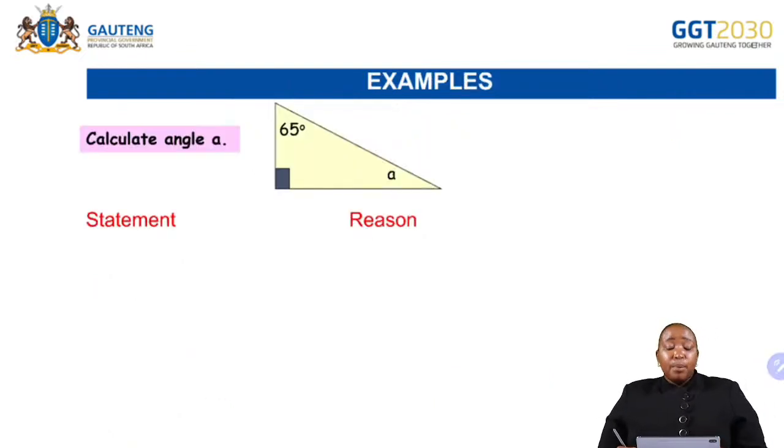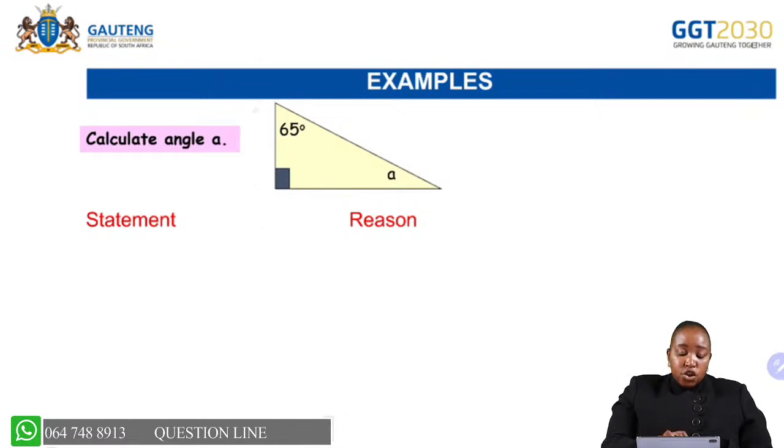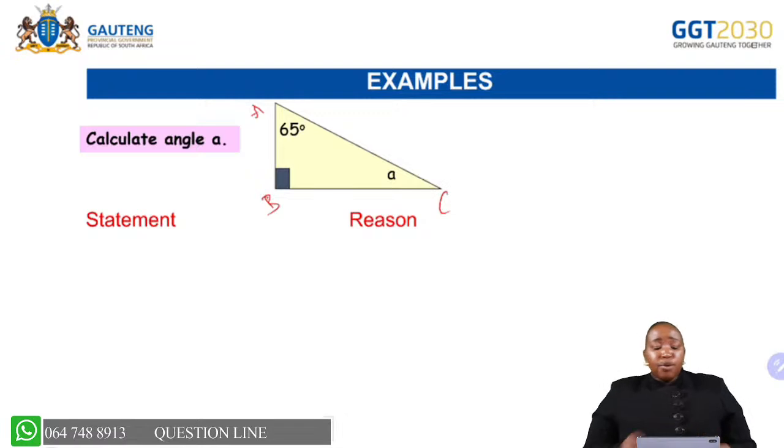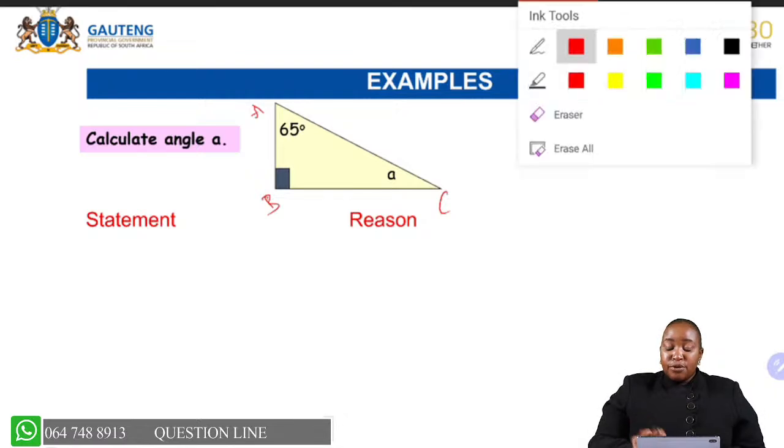Now, with this example, you're asked to calculate the angle A, and you're given a triangle with the 65 degrees there, and let's just name our triangle A, B, and C. Oh, wait, that now looks wrong. Maybe that should have been A. But the point is, you're asked to find angle A there. Let me just clean up so that you don't get confused.